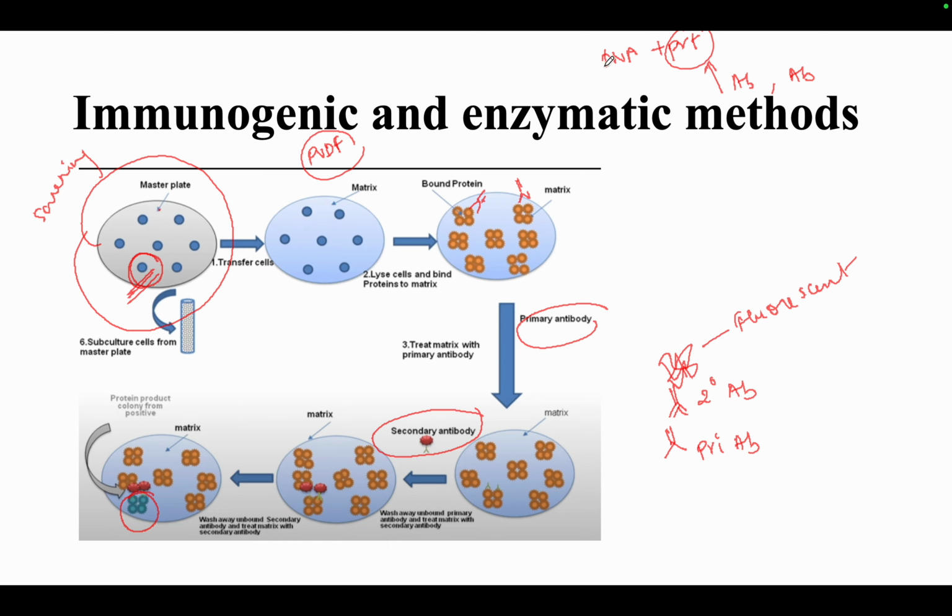Similarly, in the enzymatic method, instead of a primary or secondary antibody, you add an enzyme. This enzyme will react with that substrate, or with that protein, and it will give you some color. Same principle for both.